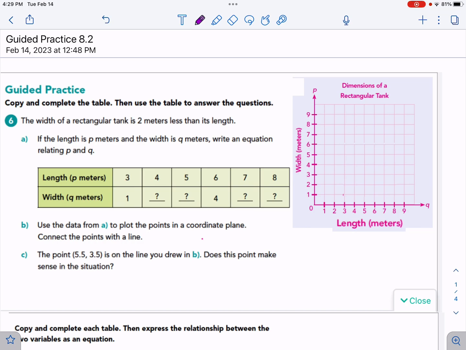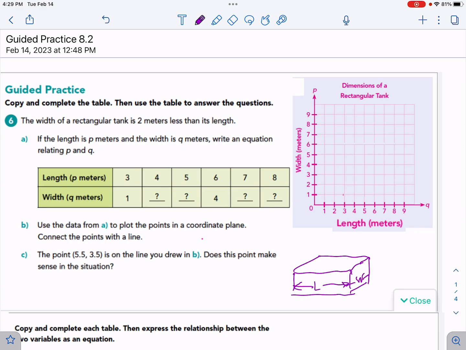So in this problem, number 6, the width of a rectangular tank is 2 meters less than its length. So let's go ahead and just draw a visual here to get us going. It doesn't have to be perfect. It just has to kind of serve its purpose, right? So this is the length. That's from side to side in the front here. That's the length. And this is the width.